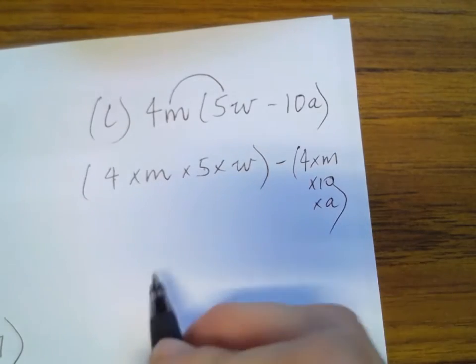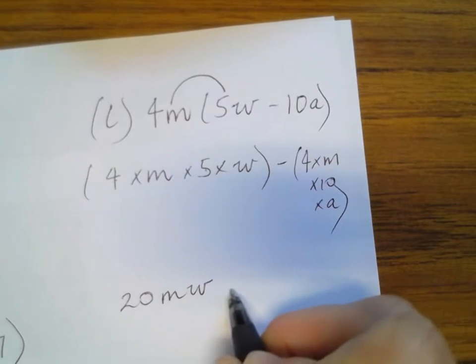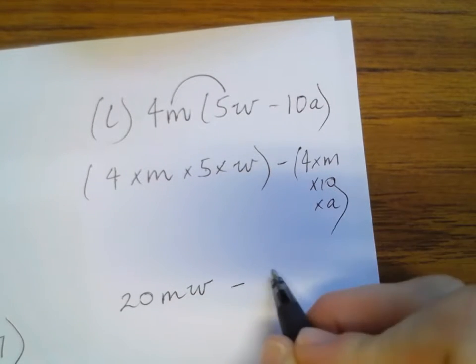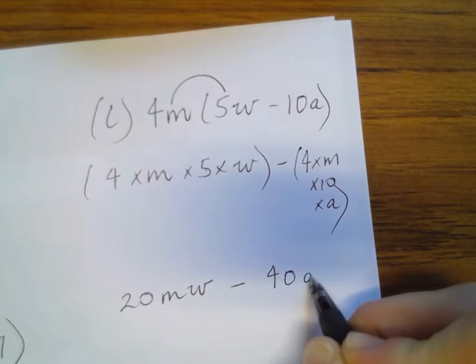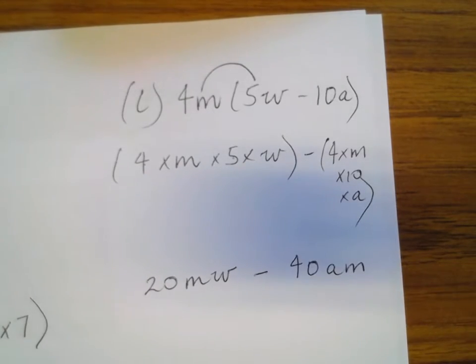Alright, so now you've got 4 times 5 is 20. m, w is alphabetical order. Take away 4 times 10 is 40. a, m is alphabetical order. That's your expanded version of this.